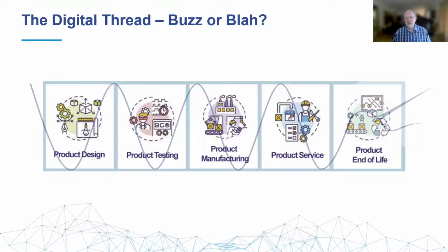And so when we talk about the digital thread, the theme is how could we create this 360 view of data? How could we create the perception of connected data so that when we go from one stage to the next, we're not losing insights and key information through those transitions? So the digital thread is, as the title suggests here, is this a buzz or a blah thing? This is very much a real topic.